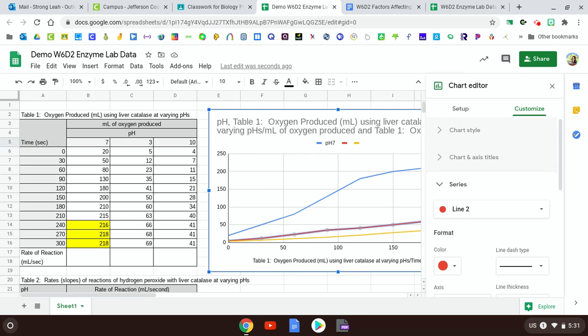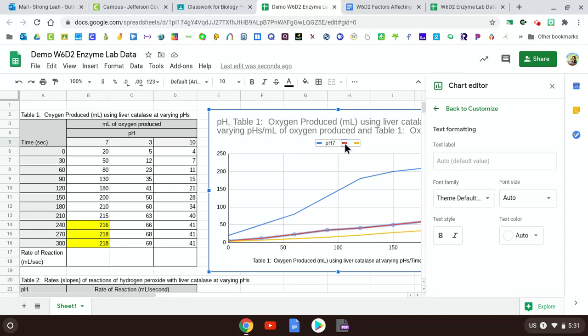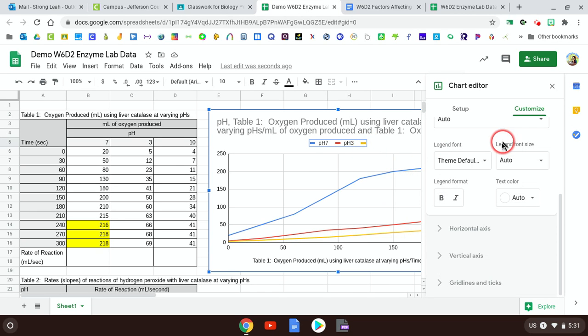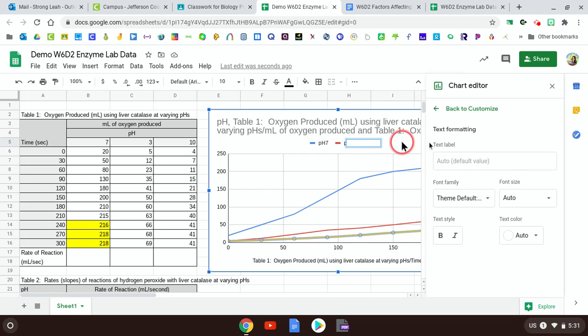Well, we know this line is the middle here, so it's got to be a pH of 3. So go up and change your red line in the legend. Double click on it to be little p, big H, 3. And now we know our yellow line then has to be, double click on the little yellow guy, and that one has to be a pH of 10.